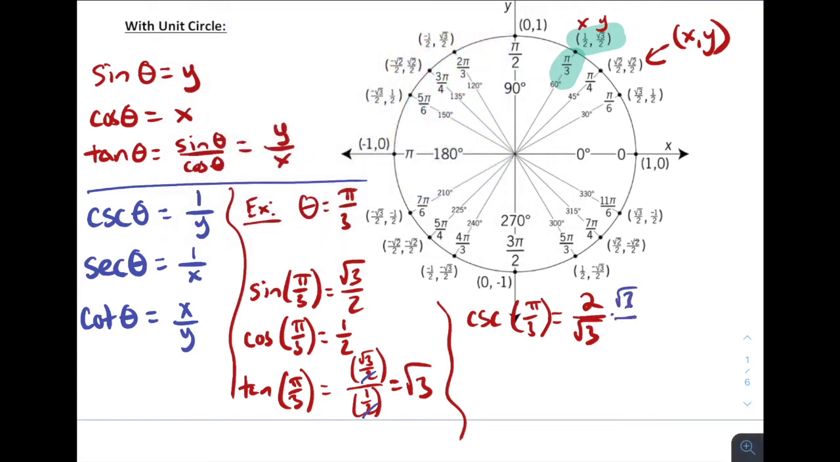That's not simplified all the way. So if I were to simplify that, I would multiply by root 3 in the numerator and denominator, and that would be equal to 2 root 3 over 3 for that value. For secant of pi over 3, we know that it's the reciprocal of our cosine function, which was 1/2. The reciprocal of 1/2, if we flip that fraction, is just 2, or 2 over 1. That's going to be our secant for that one.